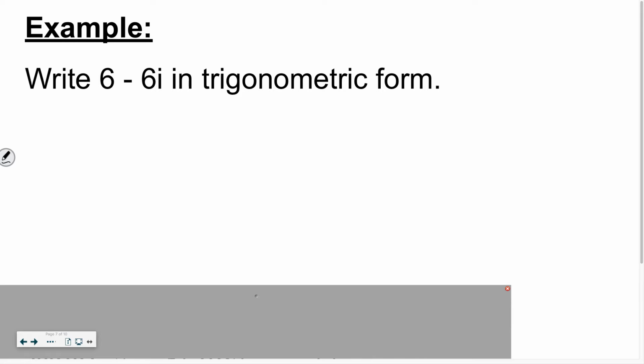What form is it currently in? Standard form, rectangular form. This is A plus Bi. Okay, so we have A's and B's. We want trig form, which we know is R cis theta. So tell your group members what you need to find, and then find it.